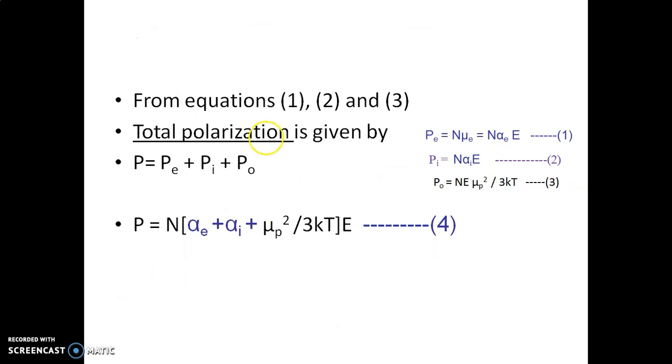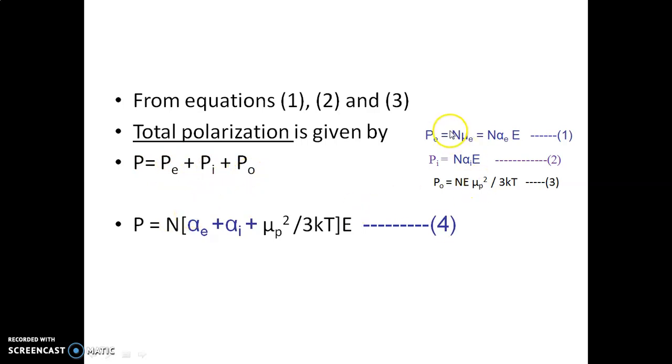Now let us see how to calculate this from all three equations 1, 2 and 3. Here is the recap of all the equations. Pe is given by N into alpha E into E, where Pi, the ionic polarization, is N into alpha I into E. Po is equal to N e mu P square by 3kT. Combining all these three equations, P is equal to Pe plus Pi plus Po. We can just add all three mechanisms to get the total polarization P. Substitute Pe, Pi and Po from equations 1, 2, 3.